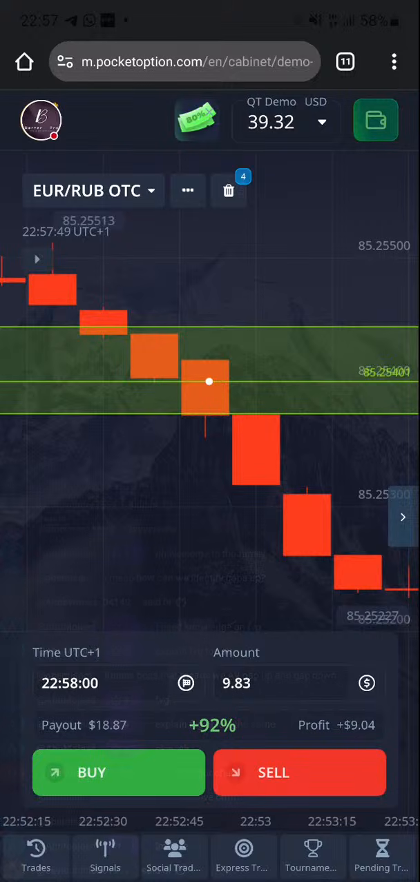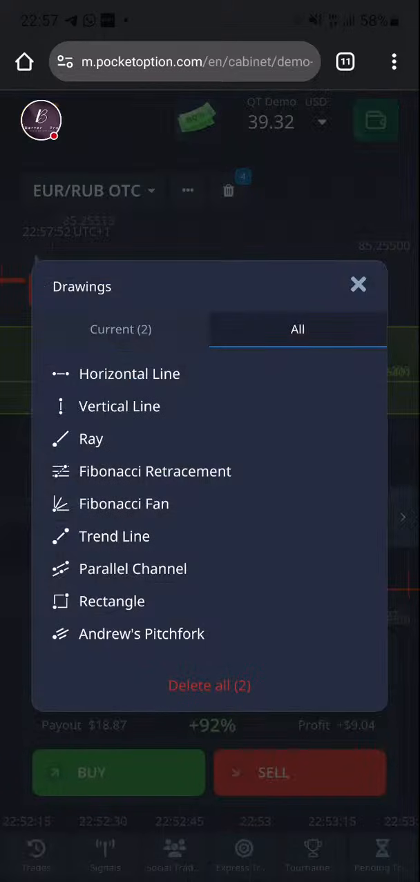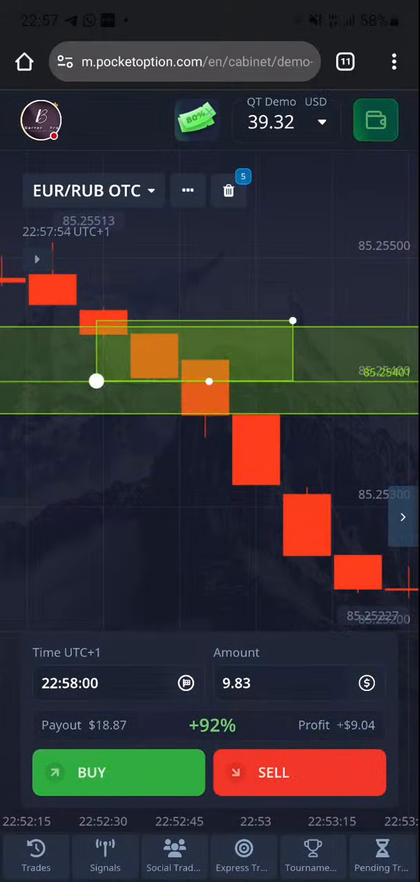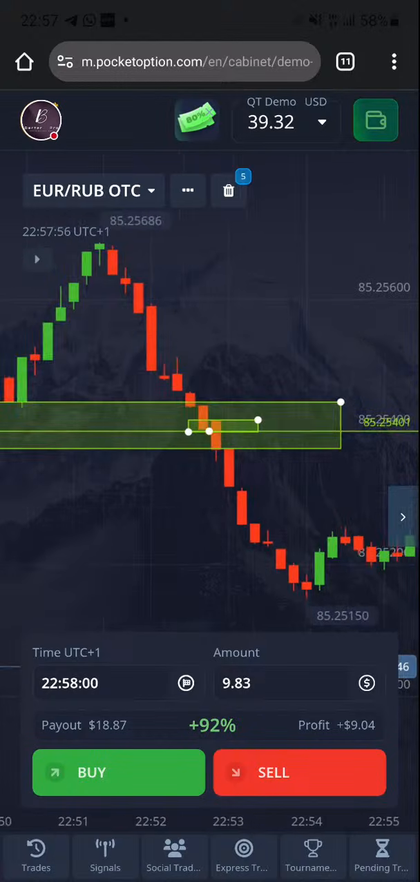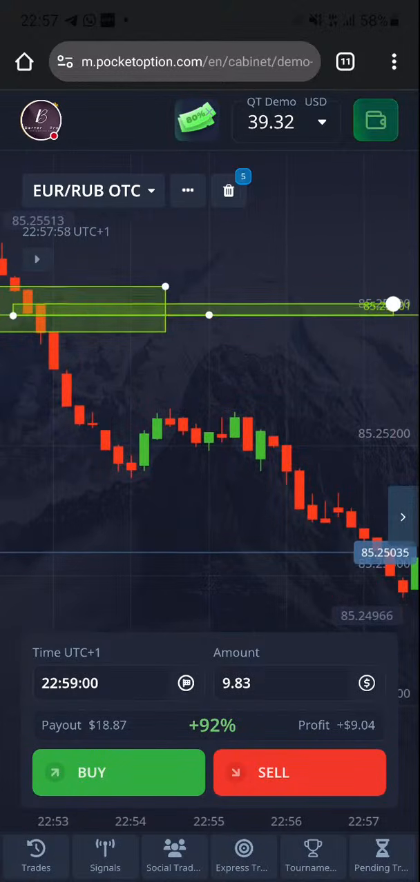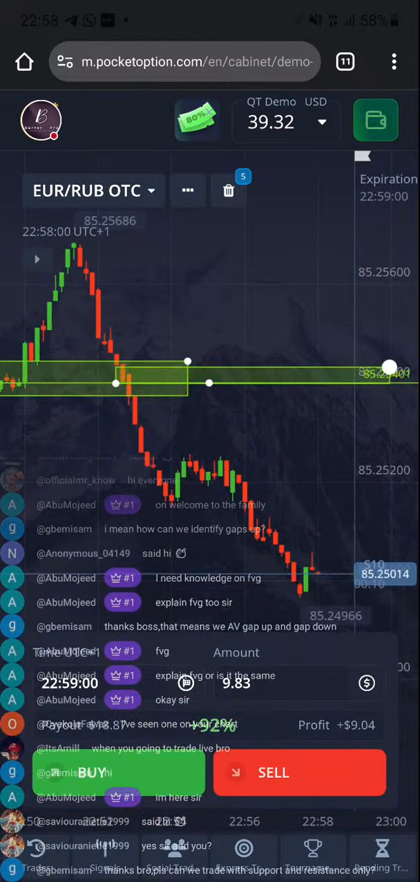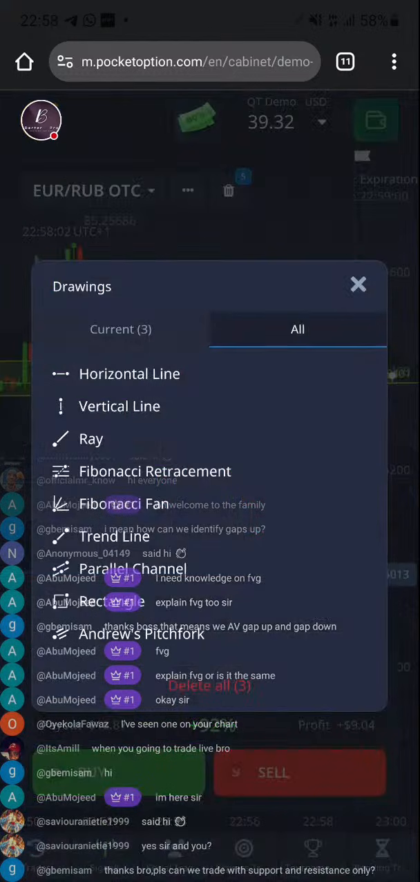Now you see this overlapping level is enough entry for us. We'll mark it. Immediately the price comes back to this level, we're taking it with the sellers.